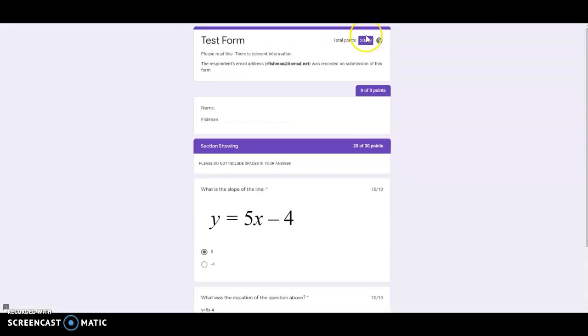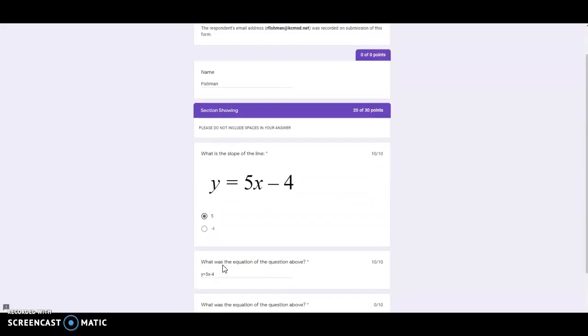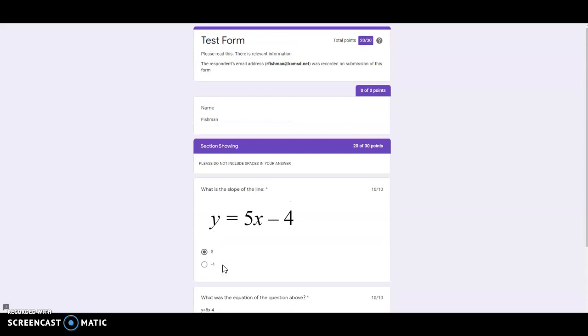So let's submit and let's look at our score. We got a 20 out of 30 because even though it's correct, there are spaces. Please do not include spaces in your answer or it will be wrong unless I specify otherwise.